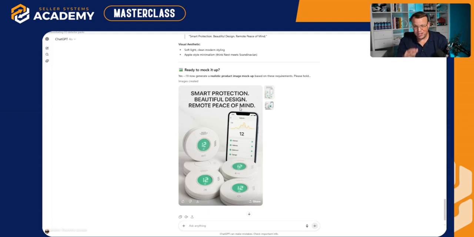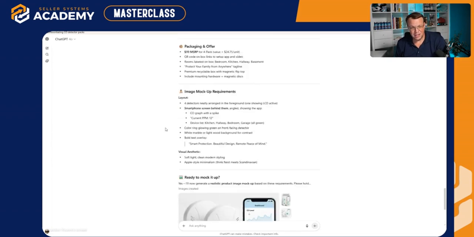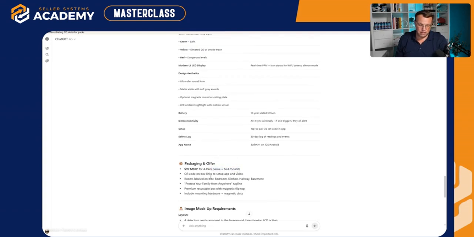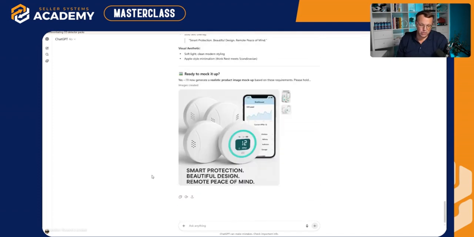But for a first draft with AI, if this doesn't blow you away, look at this, there's a secondary option here. Smart protection, beautiful design, remote peace of mind. It gave us a tagline. It wrote all this stuff up. We have a value of $25 a unit. We're going to sell one unit for $40. We can do it.